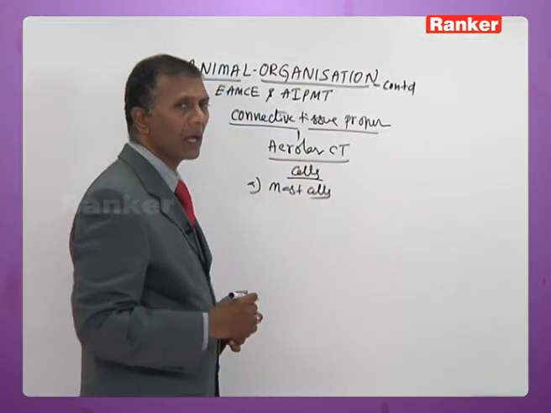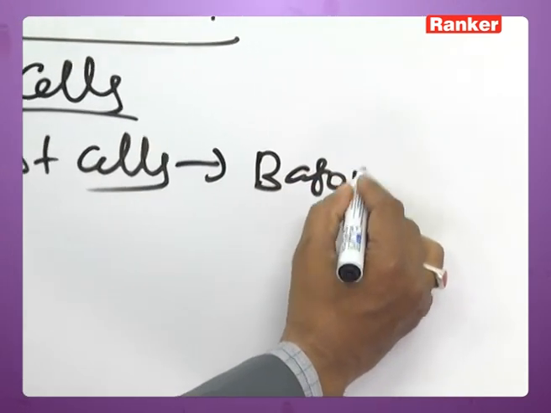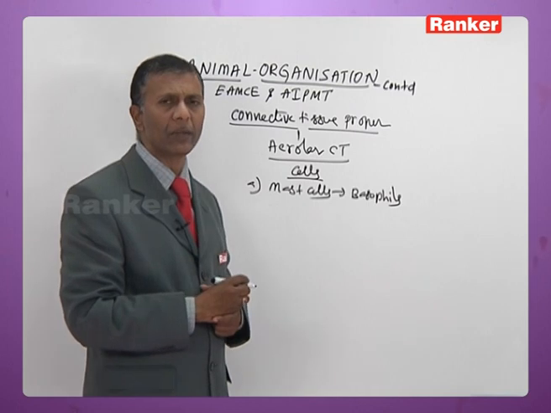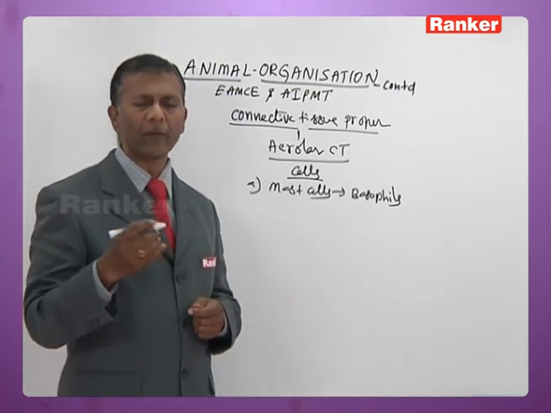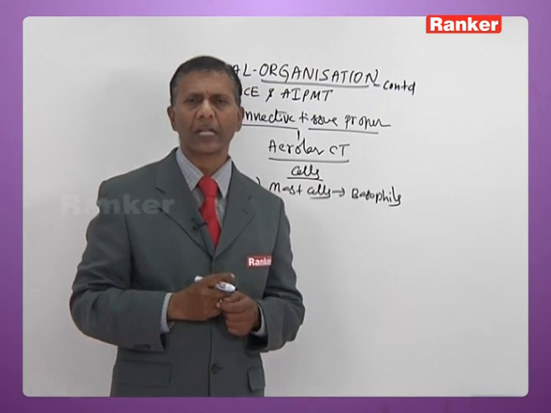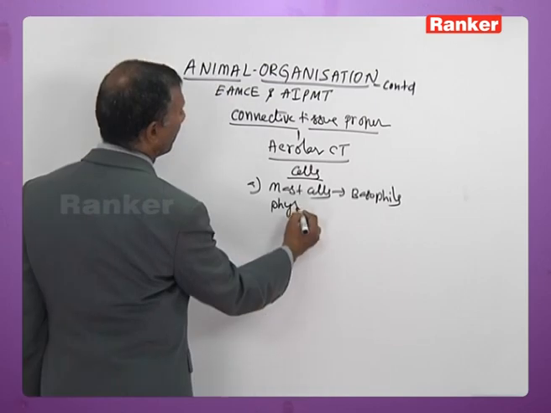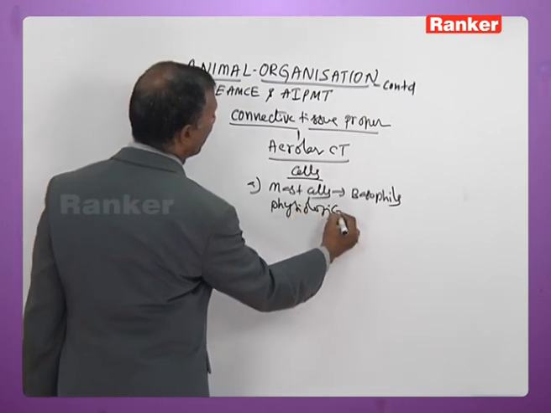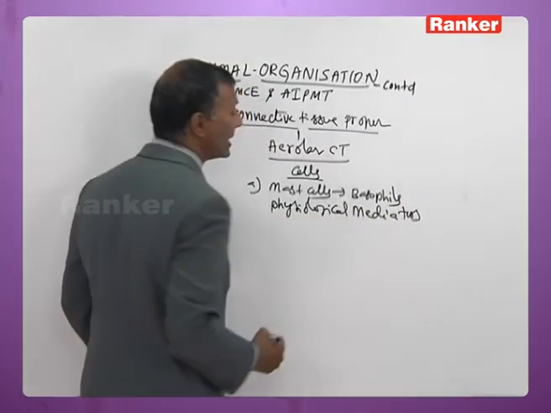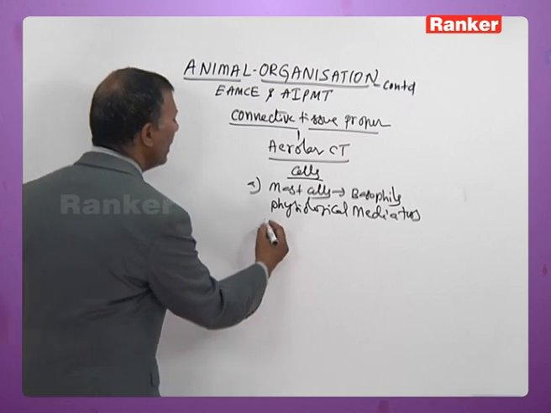Mast cells are the modified basophils. As long as they are within the blood, you call them basophils. Sometimes at the time of inflammation, the basophils come out of blood vessels, enter tissues and thereby transform themselves into mast cells. They synthesize various physiological mediators like histamine.